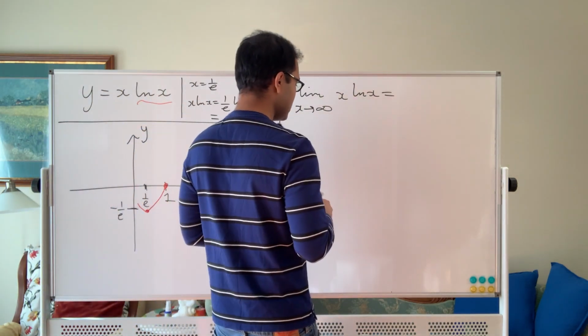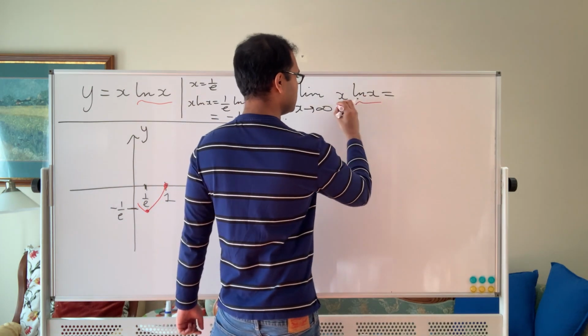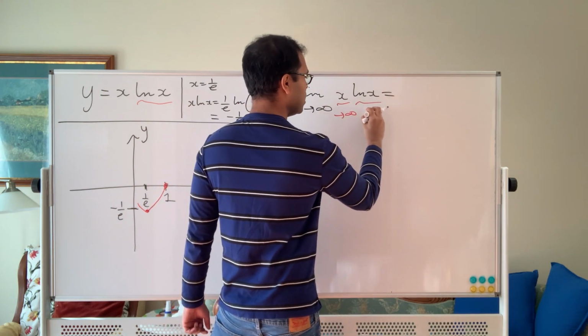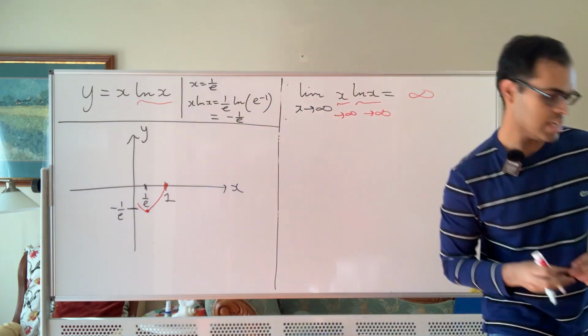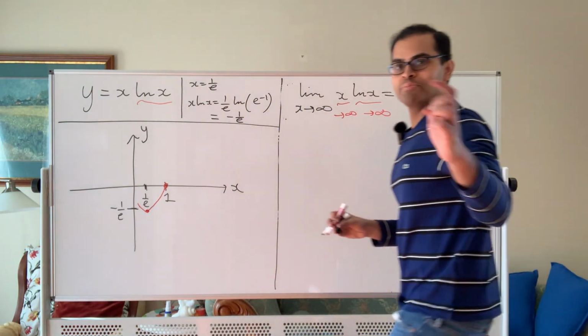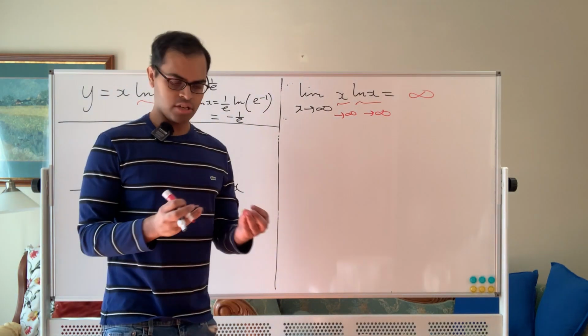So with limits, the first thing to get a sense of what's going on is to think about what's happening to each piece. So x is going to go to infinity, log x is going to go to infinity. There's nothing to that. Infinity times infinity is always infinity. It's not like 0 times infinity, where it's an indeterminate form, it's just going to be infinity.